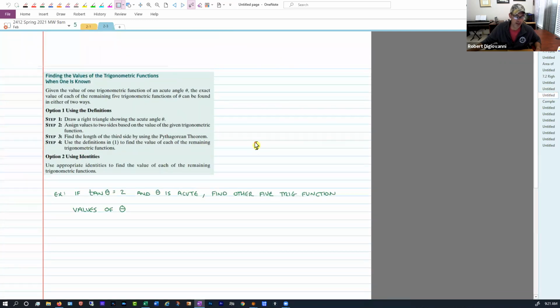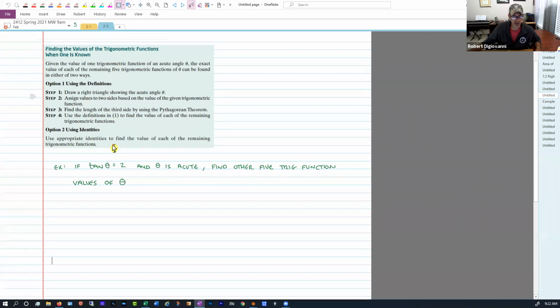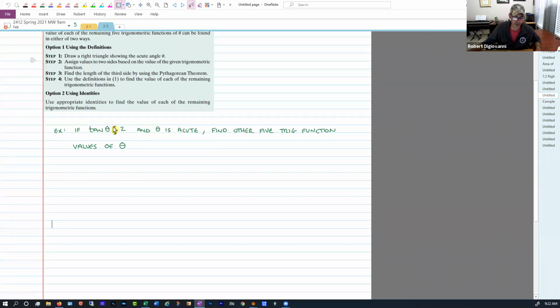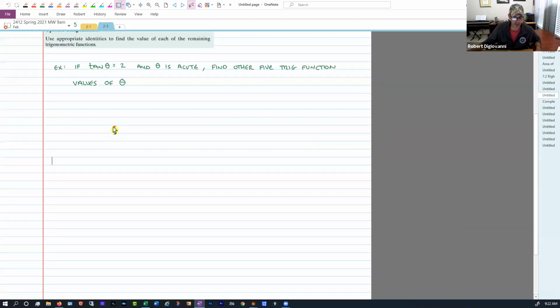Here's another one. Now, in the ebook, there is a set of steps that tells you how to do this. Feel free to read through those on your own. I'm just going to go right to the problem again. So we have: if tangent theta is 2 and theta is acute, then find the other 5 trig functions. So we have, again, a right triangle.